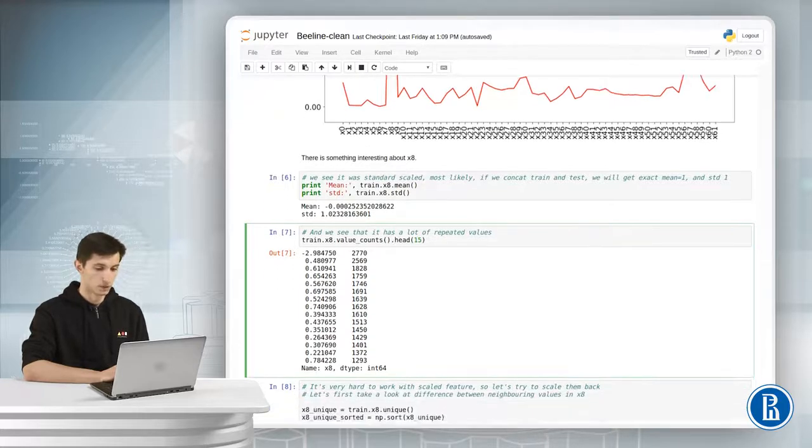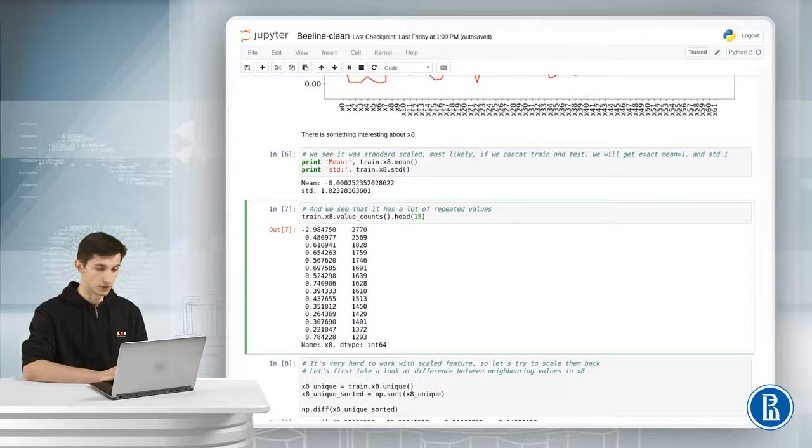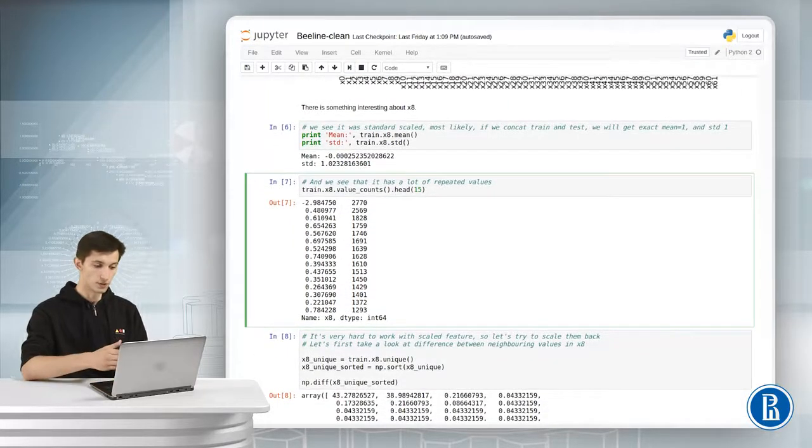All right. So we now know that this feature was standard scaled. So probably we can try to scale it back. The original feature was multiplied by a number and was shifted by a number. So all we need to do is to find the shifting parameter and the scaling parameter. But how do we do that? And is it really possible?